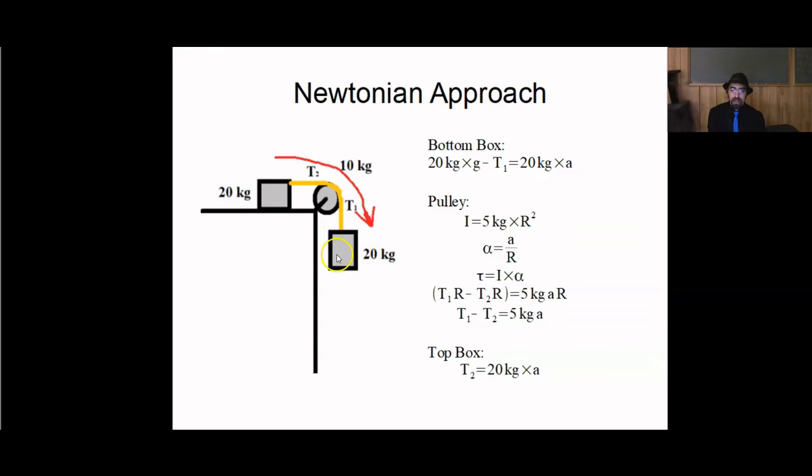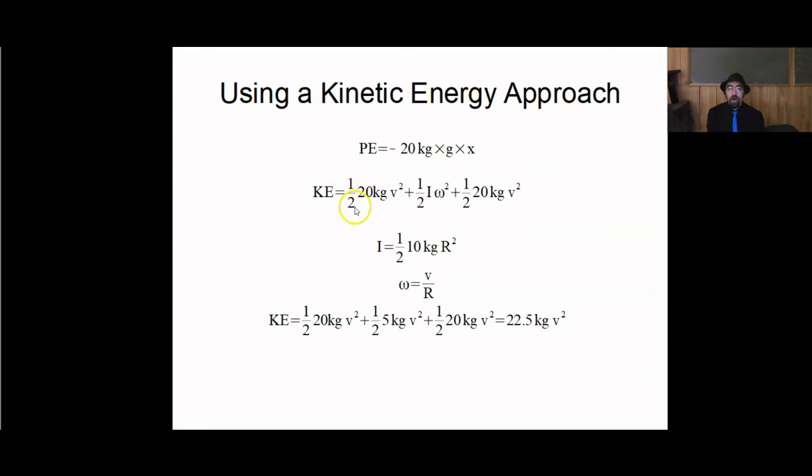This one has a translational kinetic energy, mass times velocity squared over 2. Same with this one, mass times velocity squared over 2. And this one has moment of inertia times angular velocity squared over 2. So we add those up, we get 1/2 20 kilograms v squared plus 1/2 I, where we said that I is 5 kilograms times r squared, times omega squared, I'll deal with omega in a moment, plus another 1/2 20 kilograms times v squared. We said that this I is 10 kilograms times r squared.